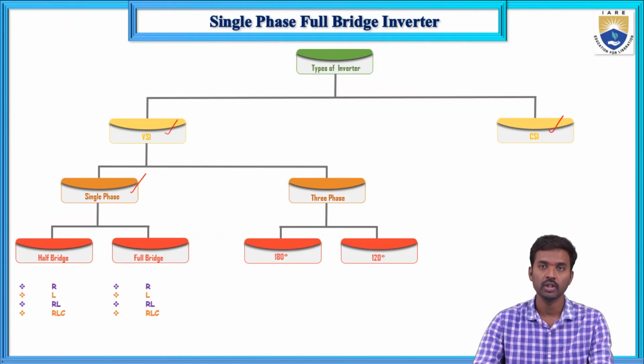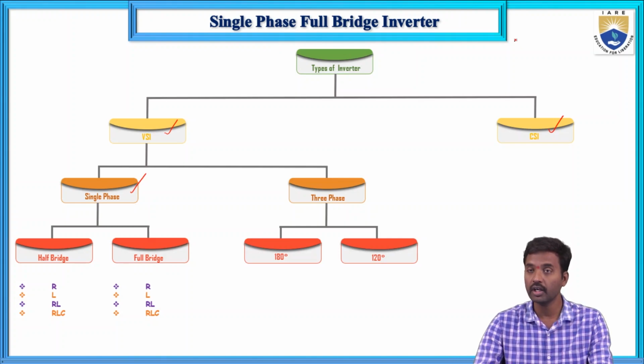In the voltage source type of inverter, the output voltage is constant irrespective of load, means independent of load, whether it is R load, L load, RL load, RLC type of load. For all loads, output voltage is constant. So that is a square wave. And in case of current source inverter, the output current is constant independent of load.